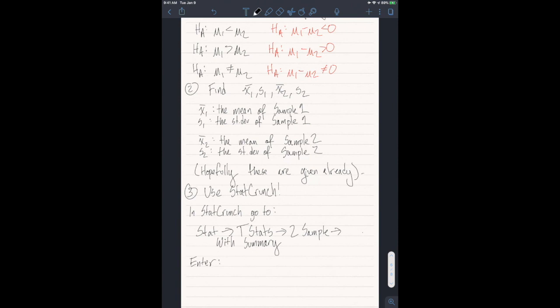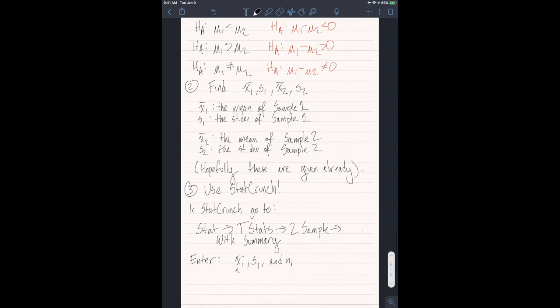And then you're going to need to enter your X1 bar, S1, and N1. Also X2 bar, S2, and N2, and then also HA. It's very similar to when you're doing it for proportions. You go in, type the numbers from the problem. The only thing is the problem might not give you these four things.